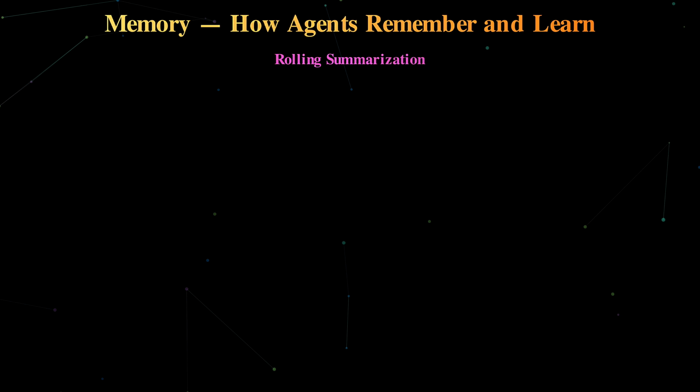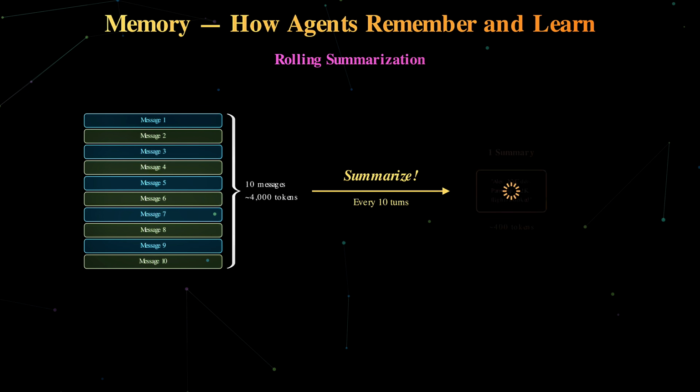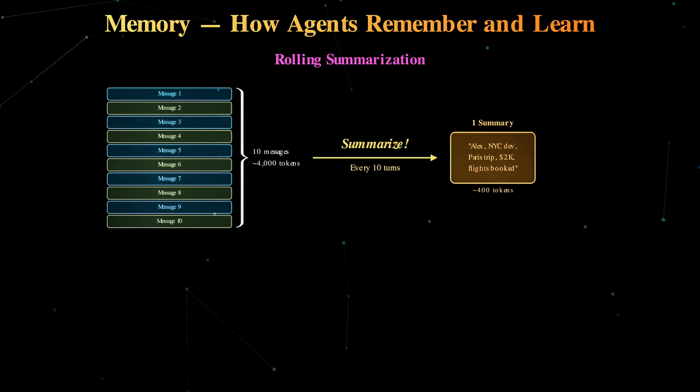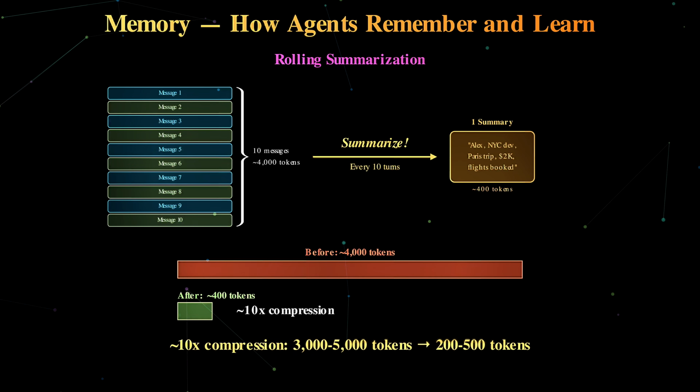The implementation typically uses a rolling summarization approach. Every n turns, say every 10 messages, the agent makes a dedicated LLM call. Summarize the key facts, decisions, and user preferences from this conversation so far. The resulting summary, typically 200 to 500 tokens, replaces the older messages, which might have been 3,000 to 5,000 tokens. That's a 10x compression ratio.